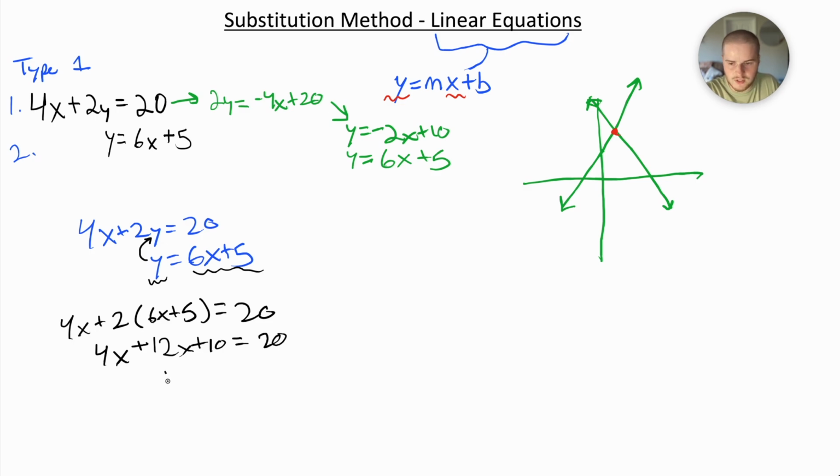Add these x's together. 4x plus 12x is 16x. So 10 on this side, 20 on the right. We're going to subtract that 10 to get rid of it from the left side, bring it to the right. So then we have 16x equals 10. So x will be equal to 10 over 16, which is the same thing as saying 5 over 8. So now we have the x value, and what that's going to look like on here is this is where the x meets. So x is 5 over 8 right there.